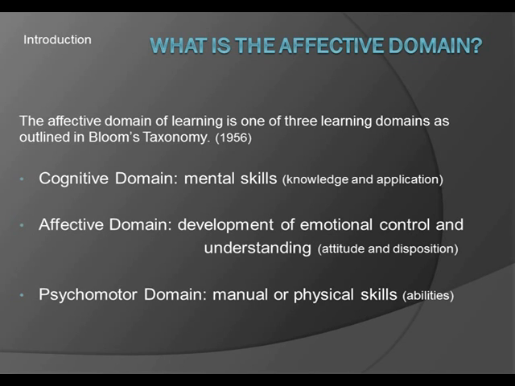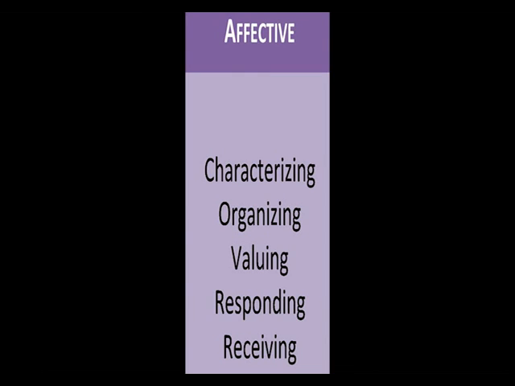1956. Cognitive domain: mental skills, knowledge and application. Affective domain: development of emotional control and understanding, attitude and disposition. Psychomotor domain: manual or physical skills, abilities.